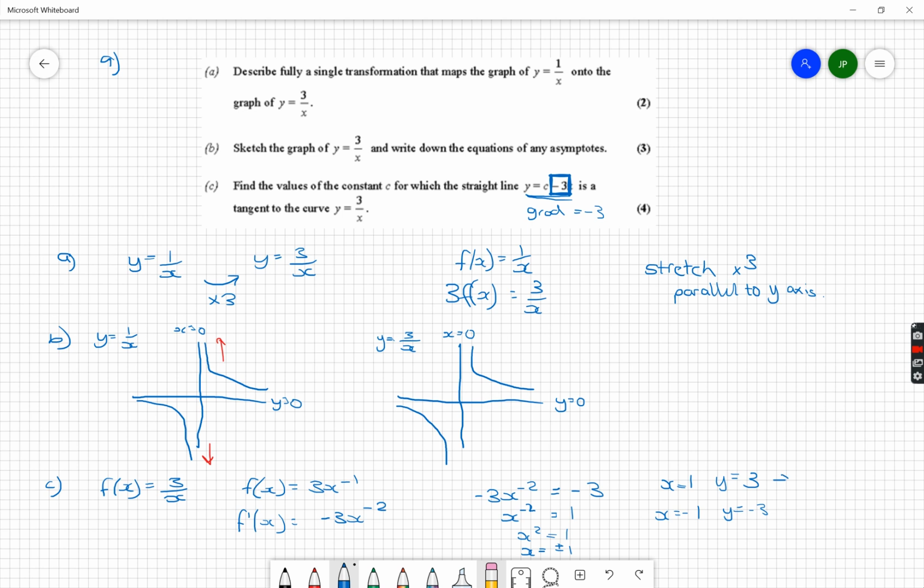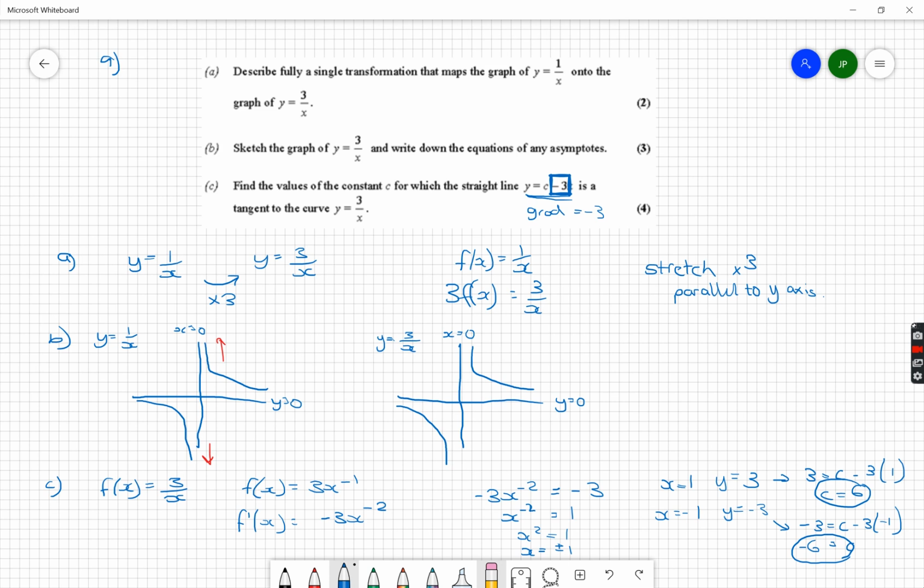So if I use the first one, I know that 3 is going to equal c minus 3 lots of 1. So all I've done is sub my x and y values into my straight line up here. So therefore c is going to equal 6. And on this one, I've got minus 3 is equal to c minus 3 times minus 1. Minus 3 times minus 1 is plus 6. Over the other side we take it away. So we'll have c equals minus 6. So we should end up with c equaling 6 and c equaling minus 6.